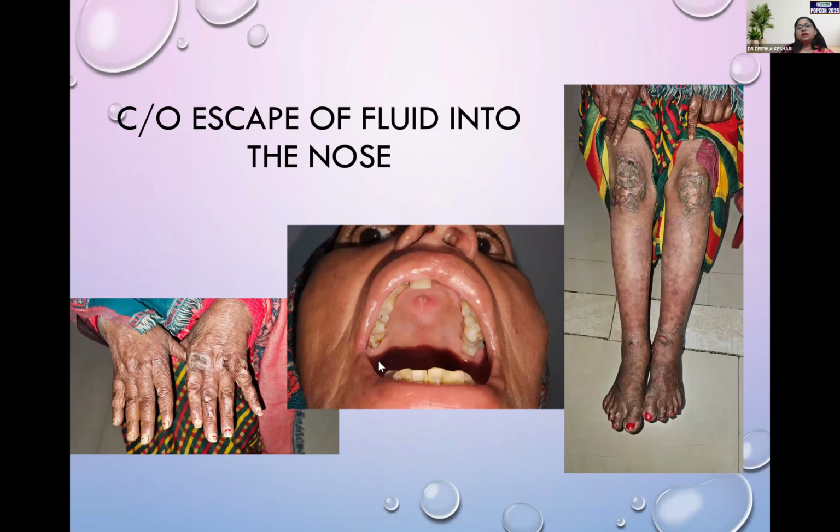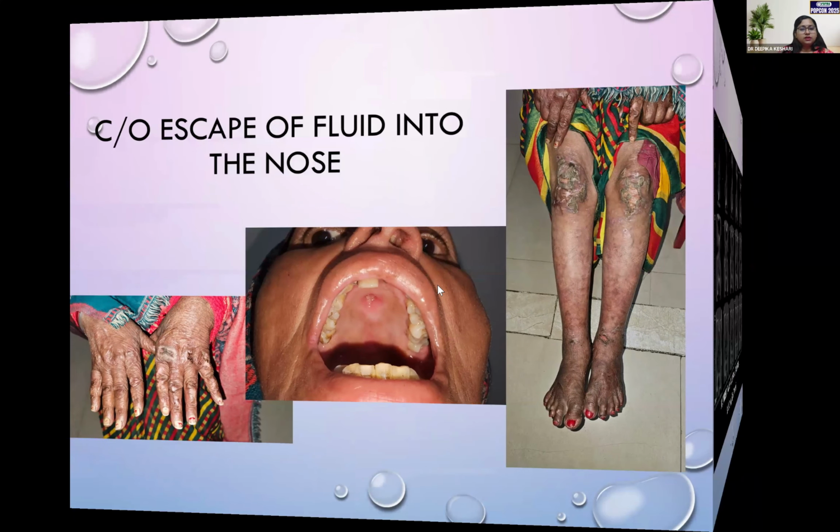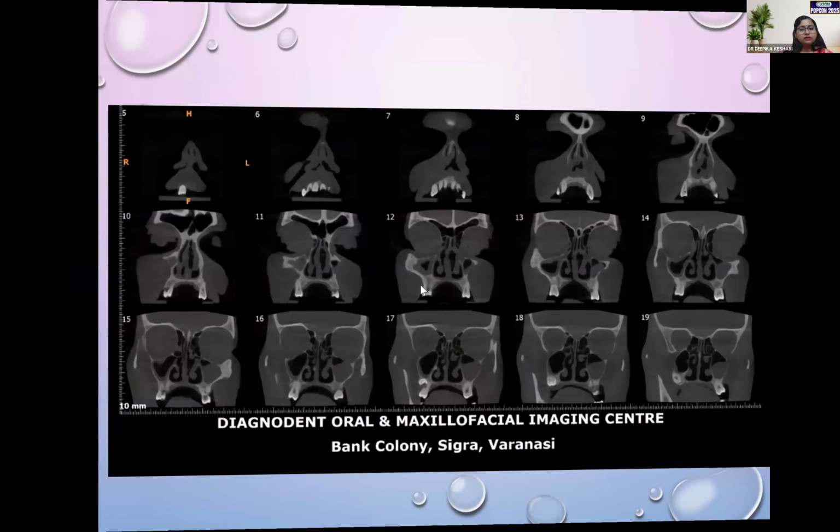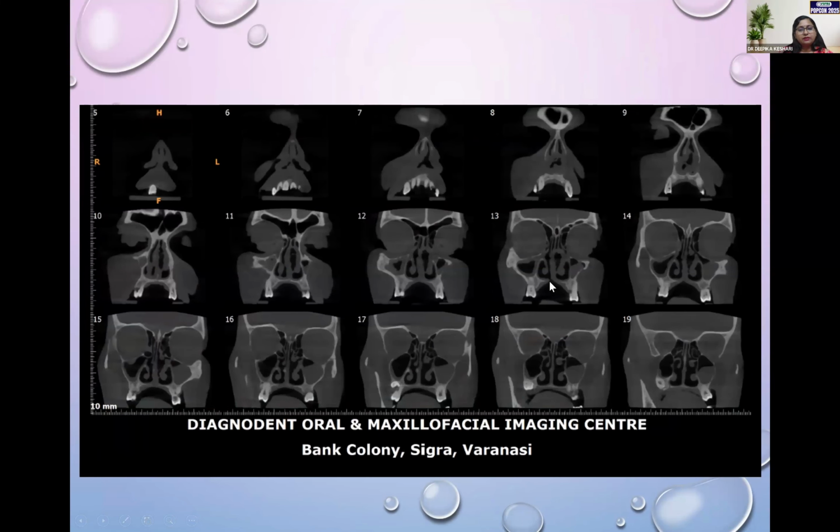Now this patient, she complained of escape of fluid into the nose. This is the oral presentation of the patient. However, she also showed that she had mucocutaneous lesions like these. So when we did CBCT, in these coronal sections we can see that there is a defect in the palate and it is communicating with the nose.